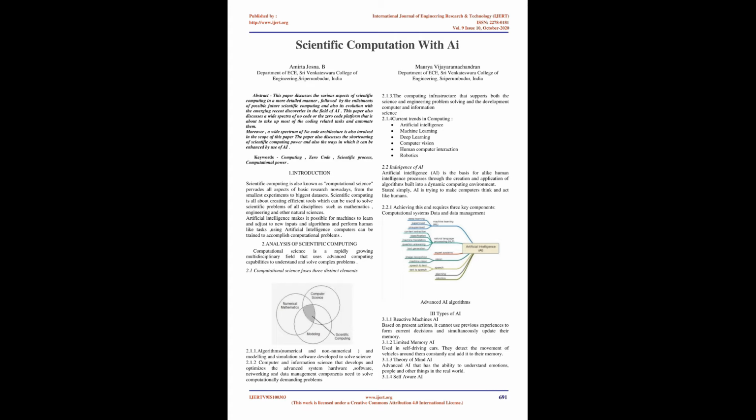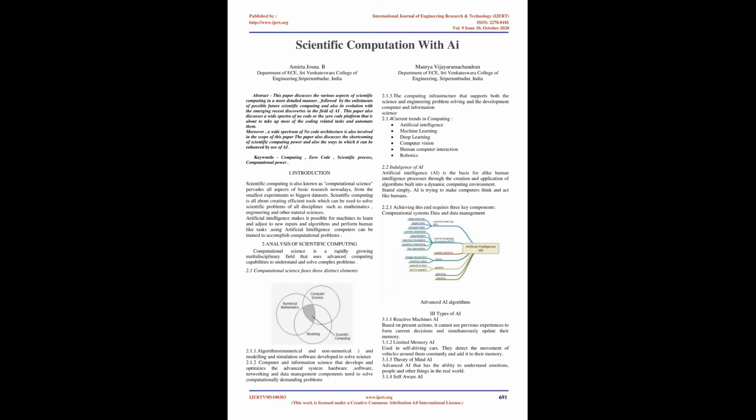Computer and information science. 2.1.4 Current trends in computing. Artificial intelligence, machine learning, deep learning, computer vision, human-computer interaction, robotics. 2.2 Indulgence of AI. Artificial intelligence, AI, is the simulation of human intelligence processes through the creation and application of algorithms built into a dynamic computing environment. Stated simply, AI is trying to make computers think and act like humans.